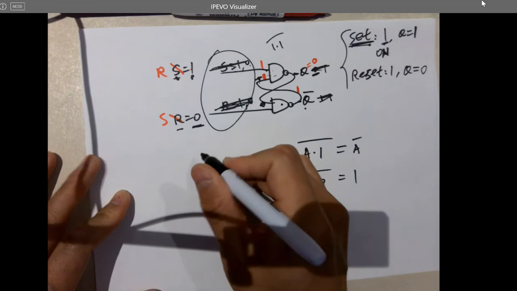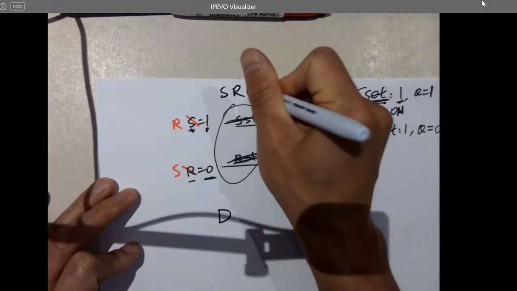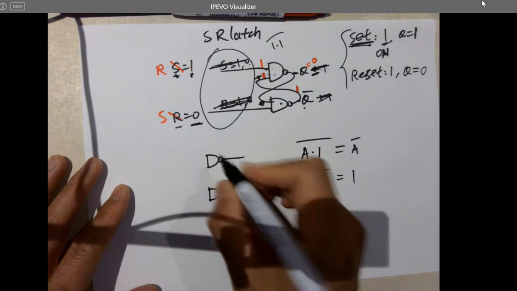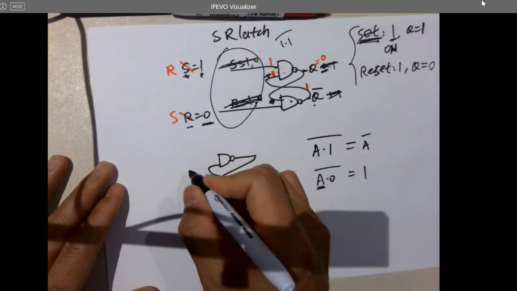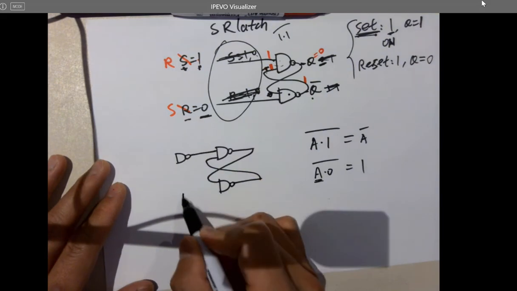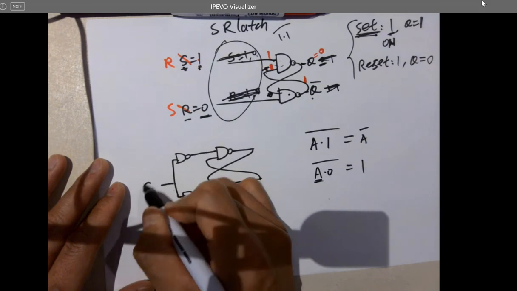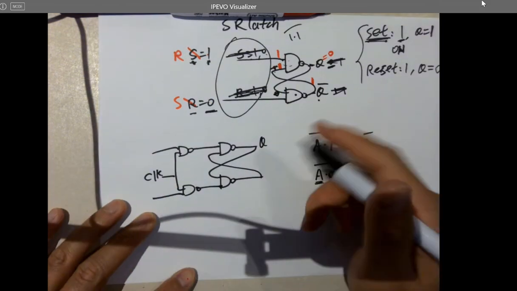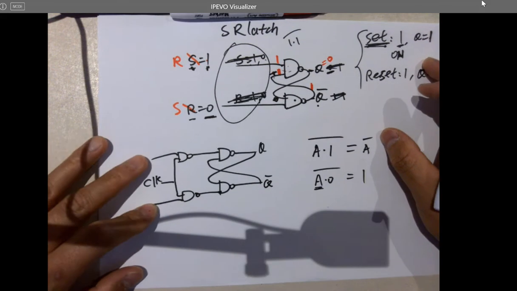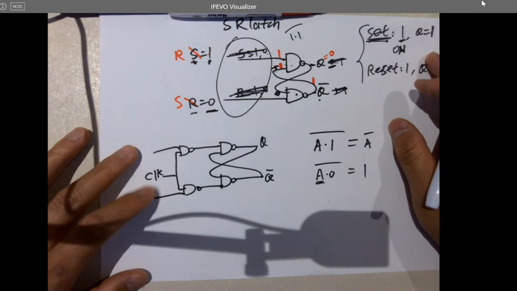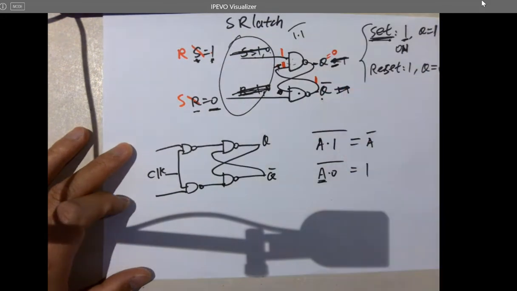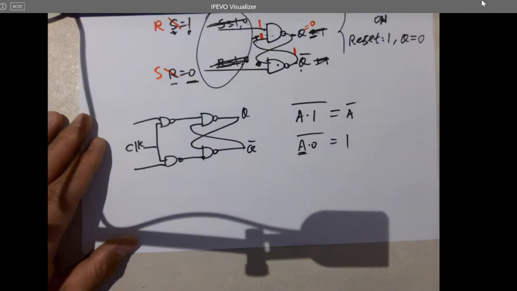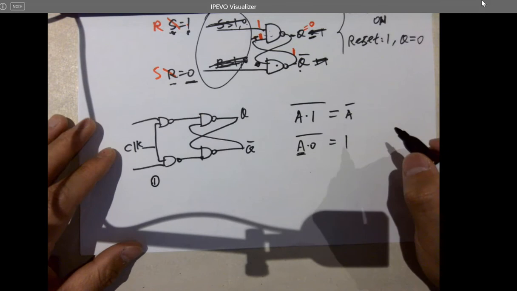Another one. So this is called SR latch. So now the inputs are here behind these two extra NAND gates. Which one is S, which one is R, and what type of flip-flop is it right now? And is this edge triggered or level triggered? And what does that mean? So first, which is S, which is R?